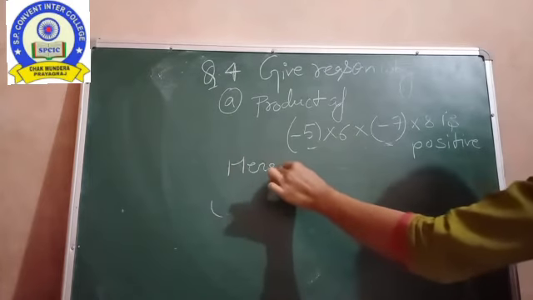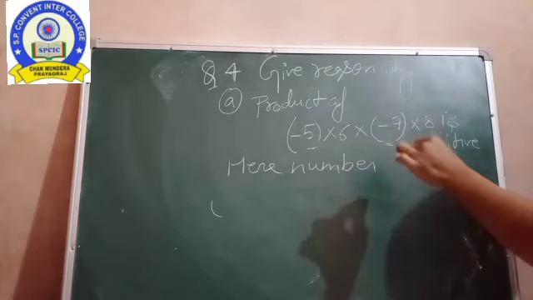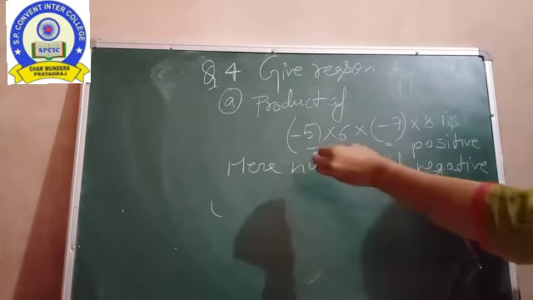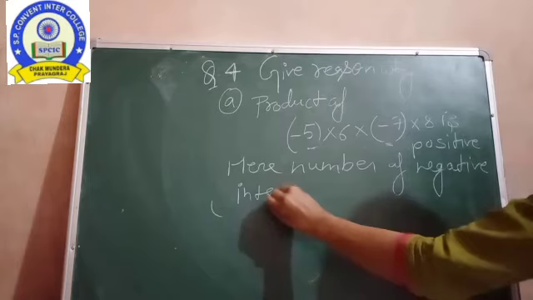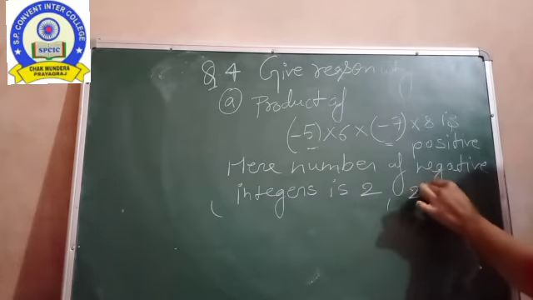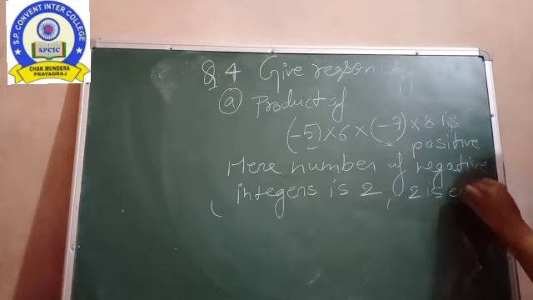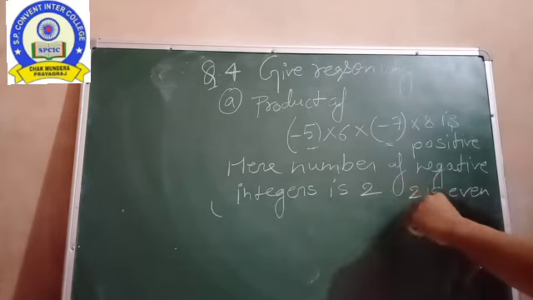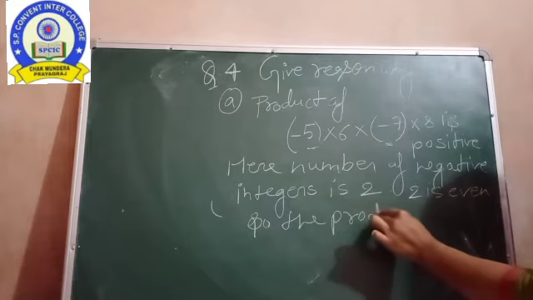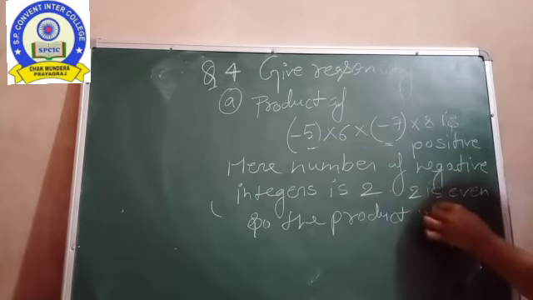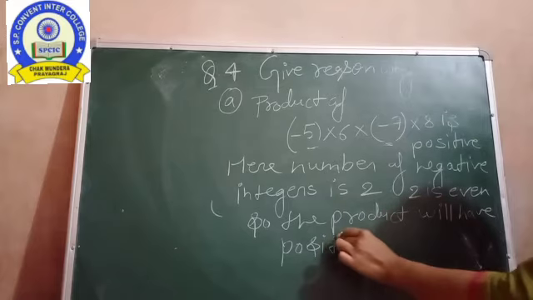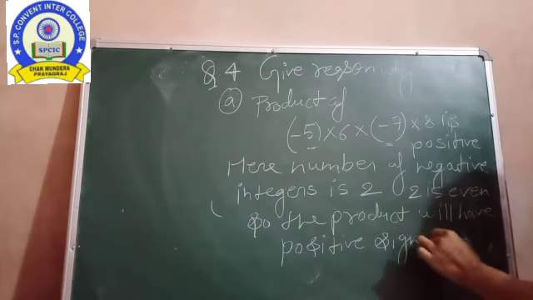Here the number of negative integers is 2, and 2 is even, so the product will have a positive sign. Okay.